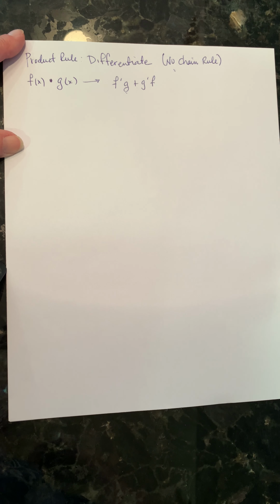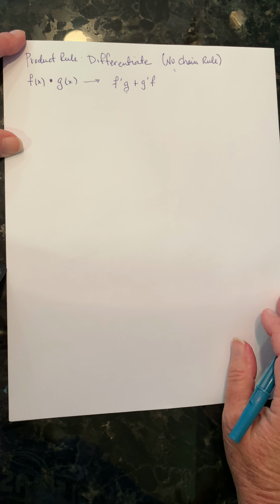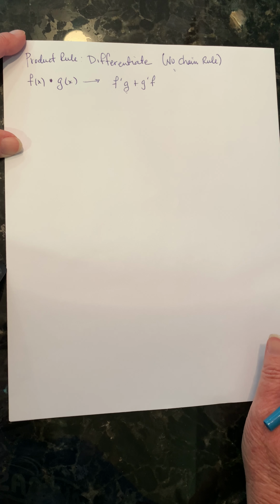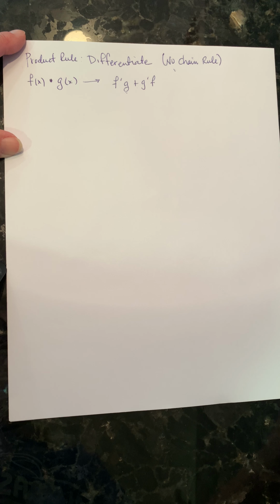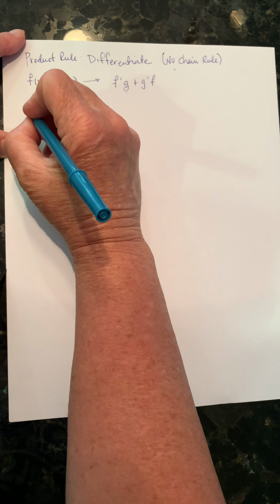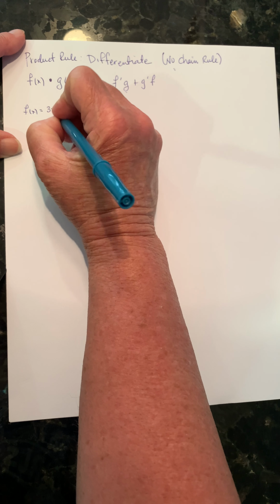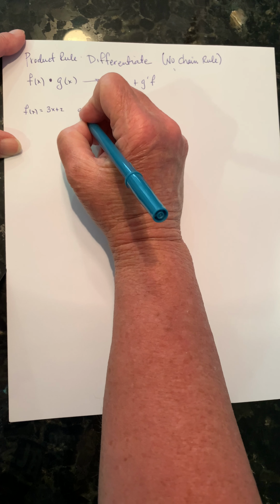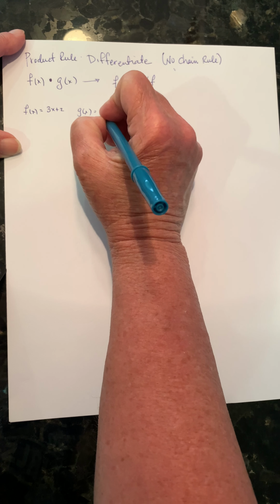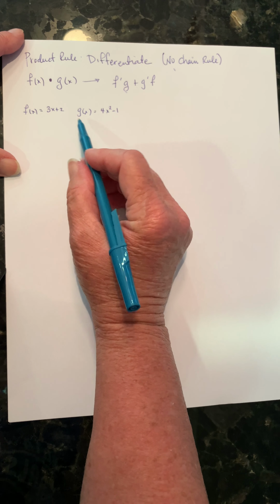So let's get two functions so we can see what's going on. Now, this works out because you could do the definition of the derivative, which would be fine. It might be a little long to do. So we have all these little shortcuts in a sense. All right, so we're going to have f of x equals 3x plus 2, and let's say g of x equals 4x squared minus 1. All right, so I have these two.